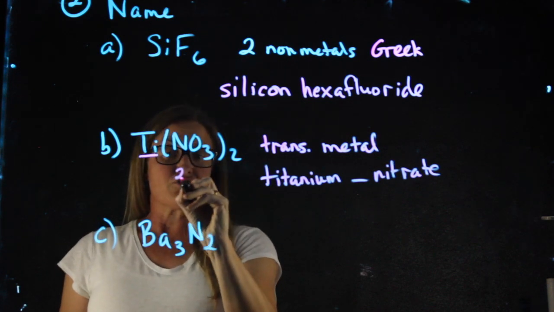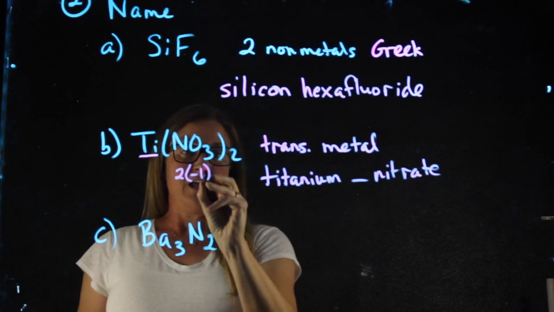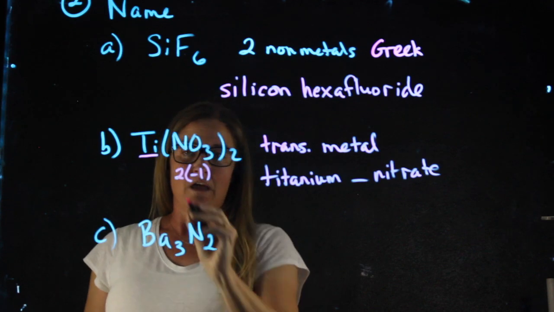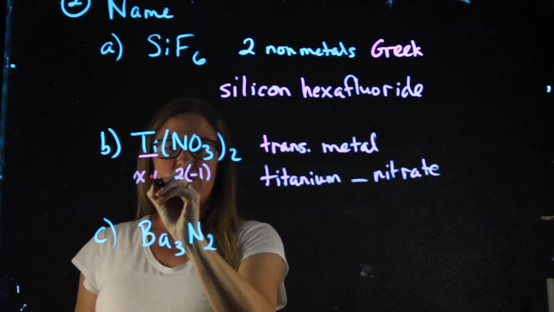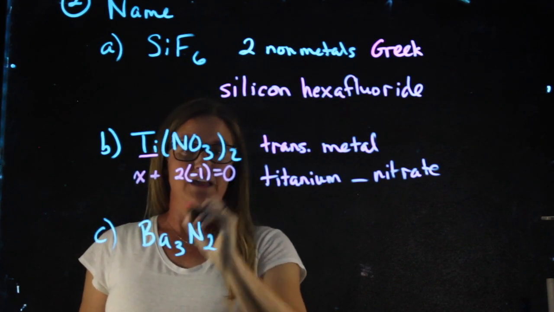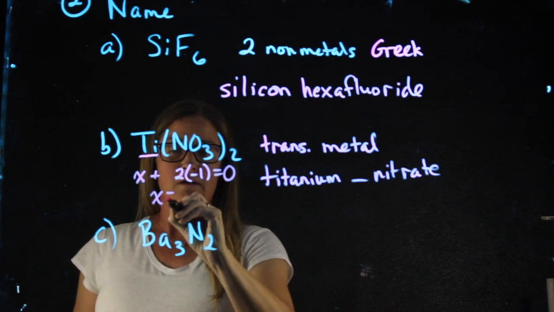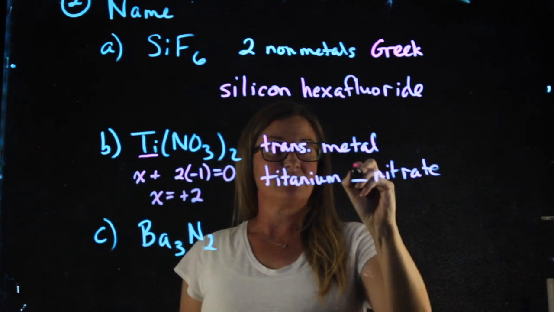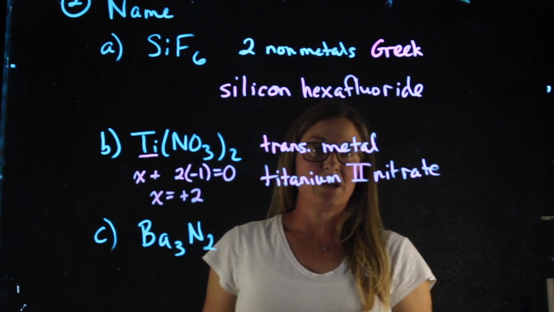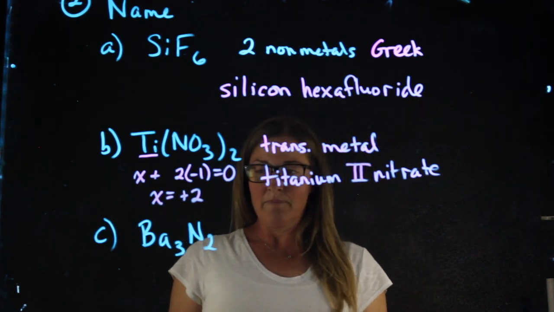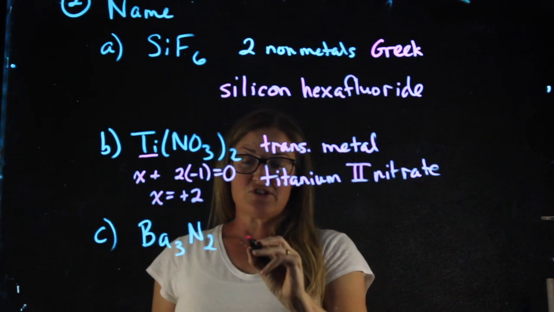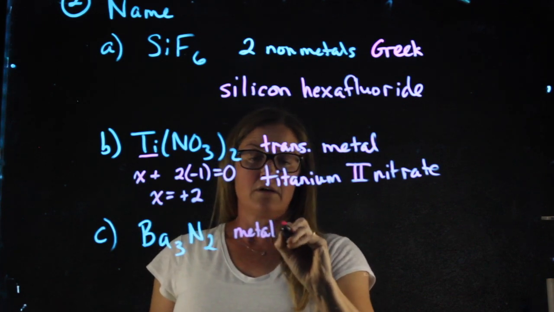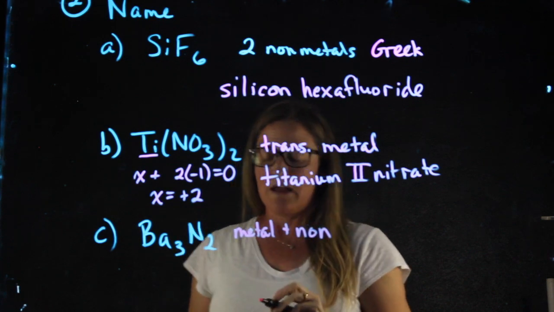I had 2 nitrates. Each nitrate has a charge of -1. Therefore, what must be the charge of titanium if they combine to equal 0? Solving for the charge of titanium, it must be a +2, so I'm going to use a Roman numeral of 2. The last example is just a metal plus a nonmetal, a typical ionic compound.